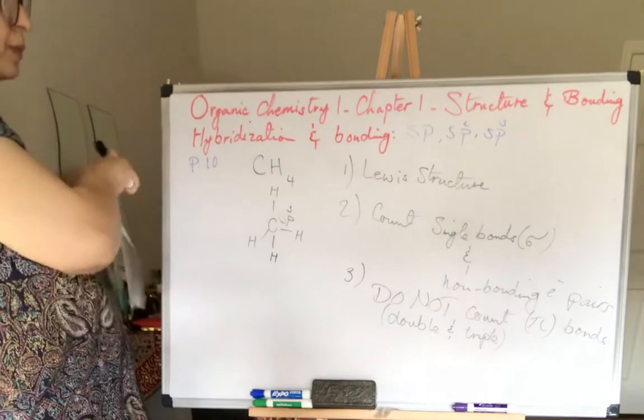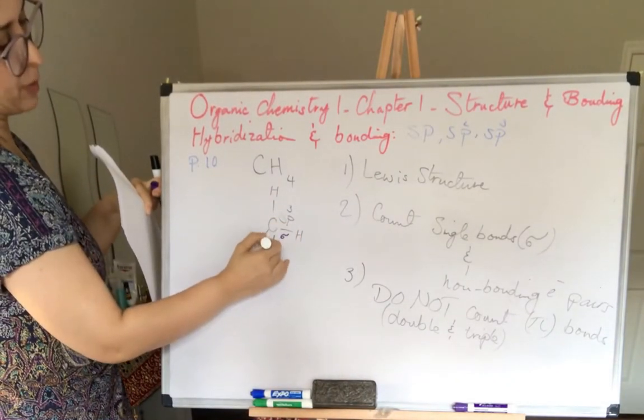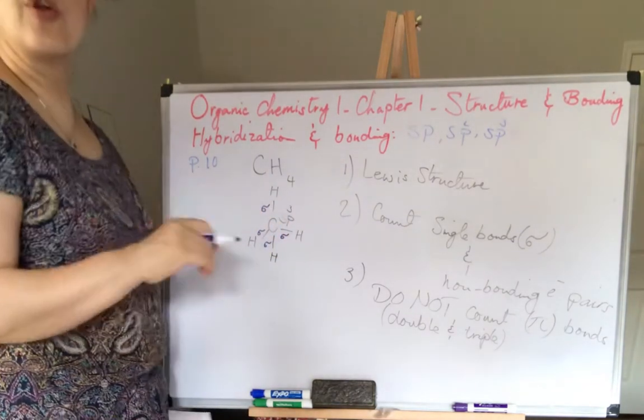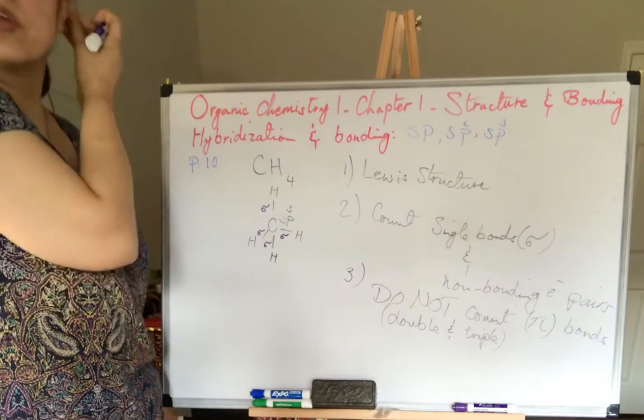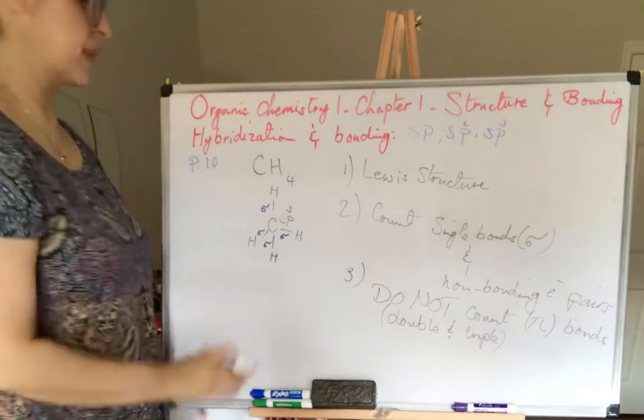So every single bond is a sigma bond, right? These are all the information from General Chemistry 1. Please go back and review. I'm not going to go over these general material, but very briefly.